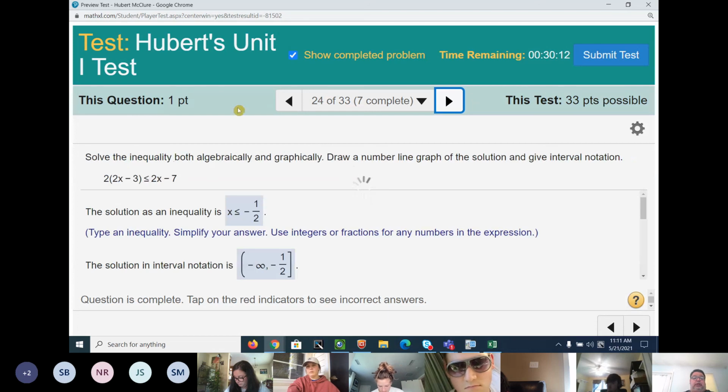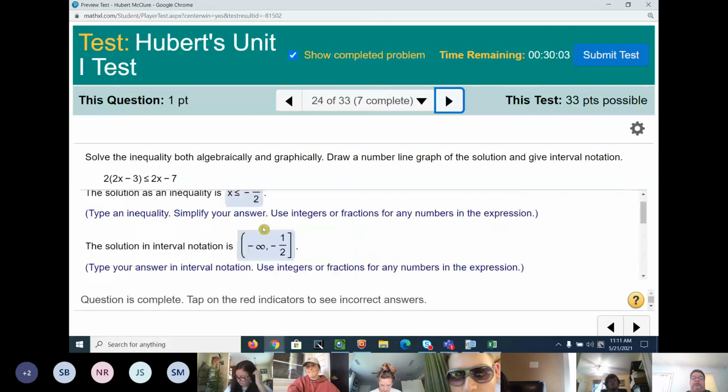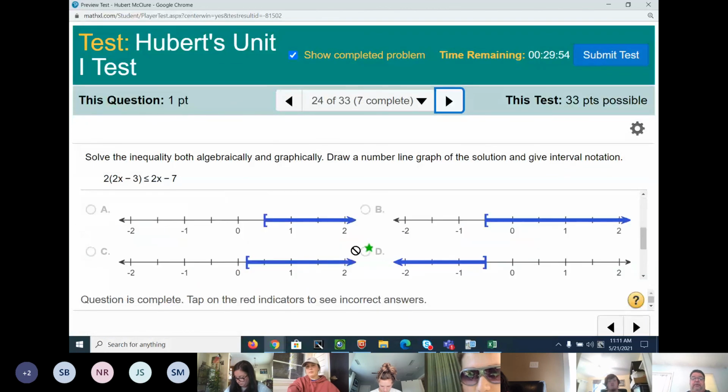We just did one like this one, except we didn't have fractions, so y'all should be able to do that. Same type problem with the 3 answers. Interval or set builder notation, and graphic.